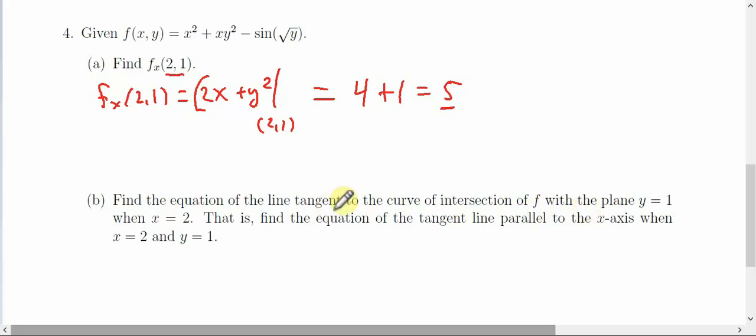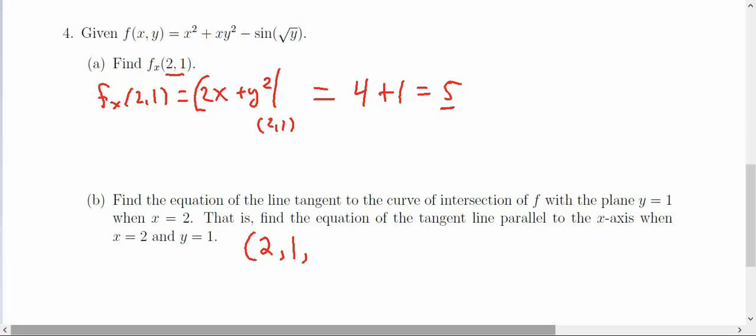Let's find the equation of the line tangent to the curve of intersection of f with the plane y equals 1 when x equals 2. In other words, find the equation of the line parallel to the x-axis when x is 2 and y is 1. So now I'm going in the x direction. For the equation of the line, I need a point. Since my x coordinate is 2 and I'm in the plane y equals 1, there's the x and the y, and the z coordinate is what I get when I plug those in.